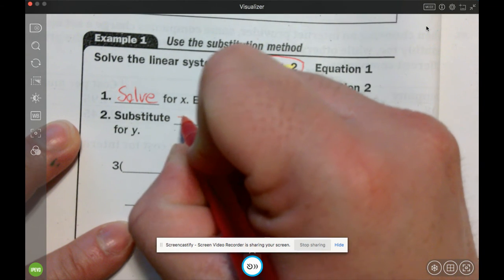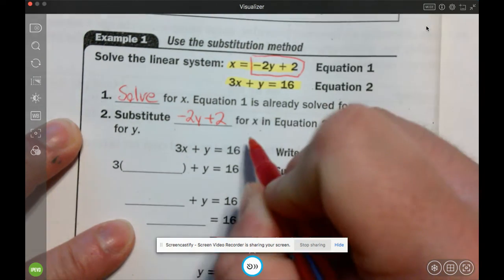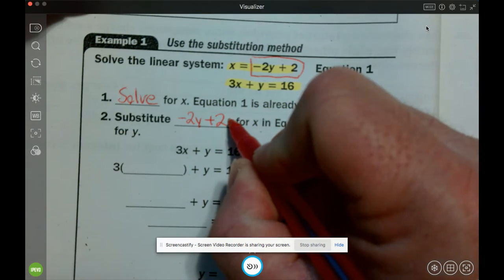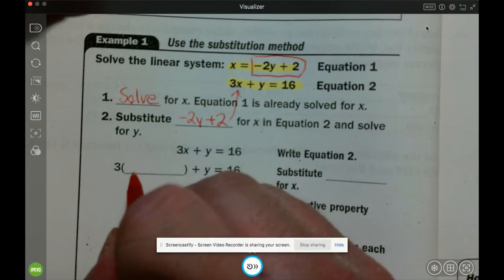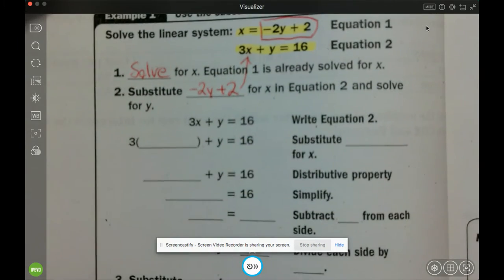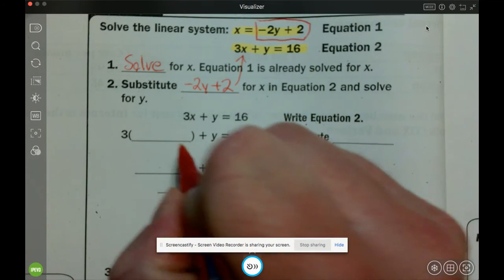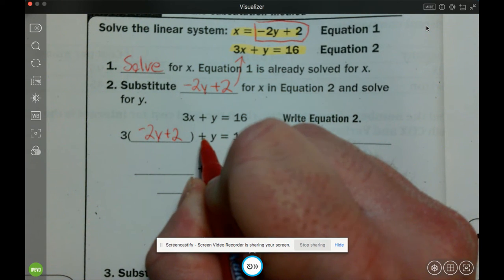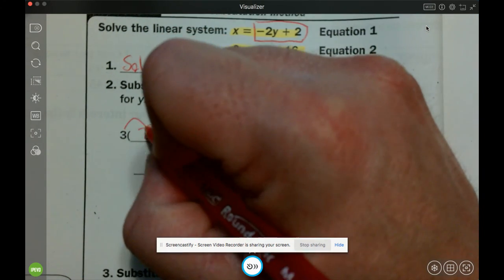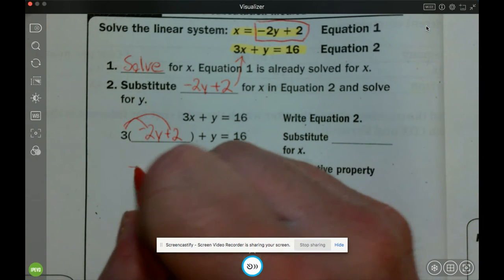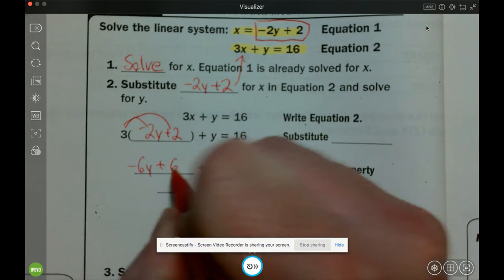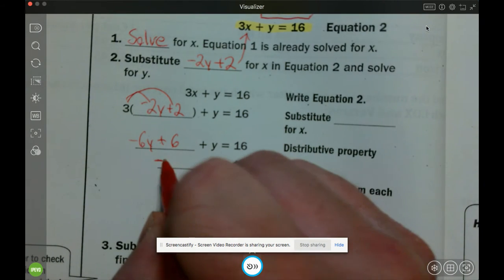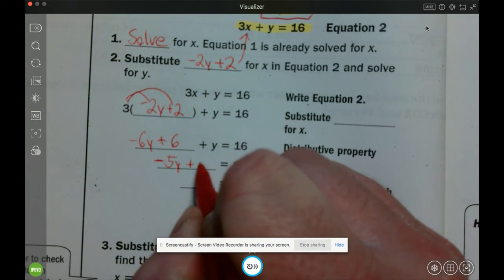So we're going to substitute negative 2y plus 2 in for x in equation 2. We're really going to just put it right there. So when I put it there, I'm going to move this down a little bit. I get 3 times negative 2y plus 2 plus y equals 16. So I distribute, negative 6y plus 6 plus y. Now when I combine this and this, I get negative 5y plus 6.